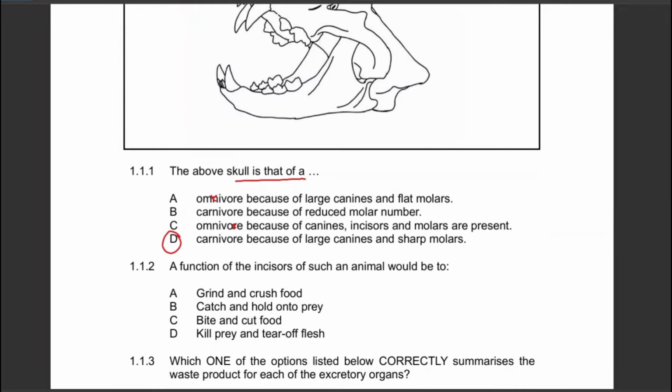A function of the incisors of such an animal will be to do what? C. Bite and cut food.